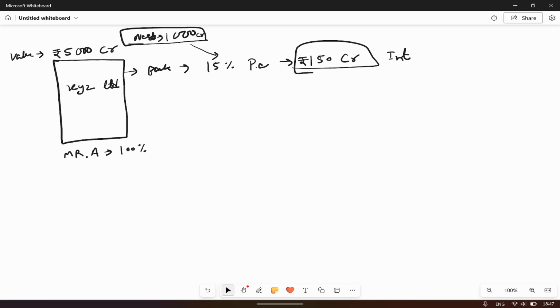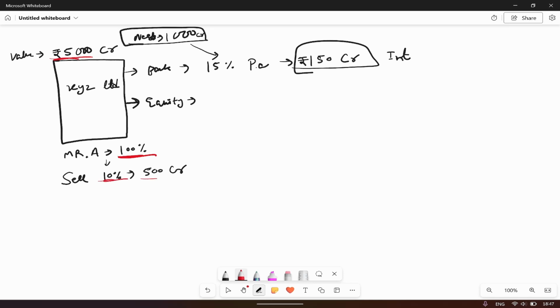they usually prefer to go for equity. So what does equity mean? They usually go for issuing equity, and issuing equity is nothing but just selling your own stake. For example, Mr. A owns 100%, he will sell, say, 10% of his stake. So 10% of his stake is going to be 500 crores, right? Because 100% is 5,000 crores, so 10% would be 500 crores.